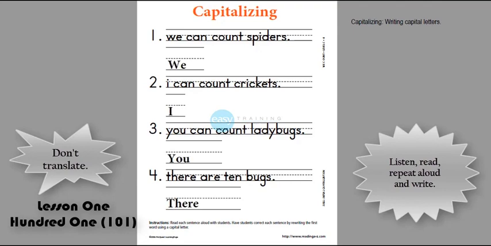Here we are. Every initial letter has been capitalized. Here we can see capital W, capital I, capital Y, and capital T. We can count spiders. I can count crickets. You can count ladybugs. There are 10 bugs.